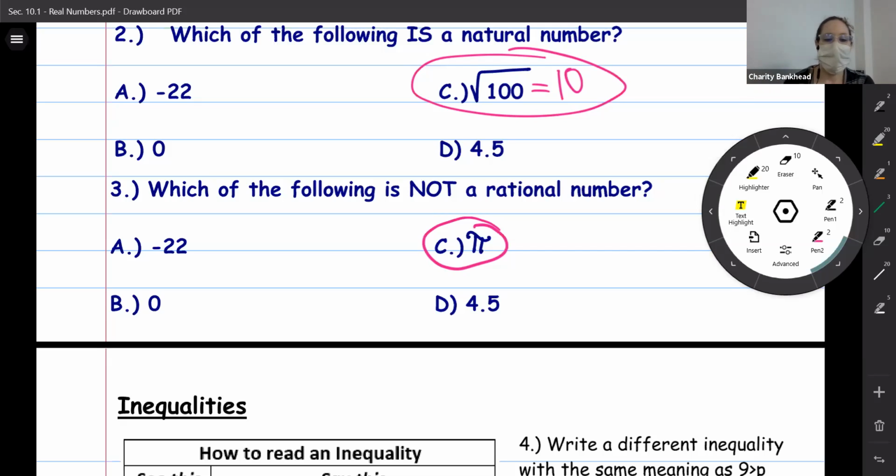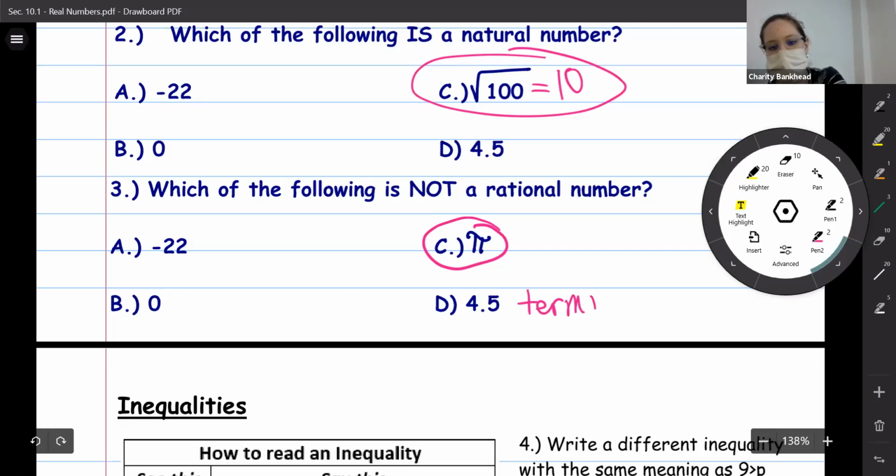So by saying that on question number 3, I'm also saying that all of these other options are classified as rational numbers. All integers are rational numbers, and also most decimals are rational numbers. Any decimal that does not go on forever is also a rational number. For example, 4.5 is what they call a terminating decimal, meaning it actually stops at some point. It doesn't go on forever. So any terminating decimal is a rational number.